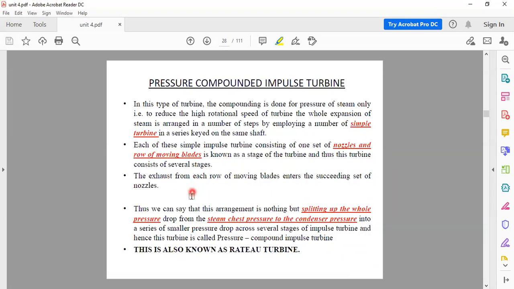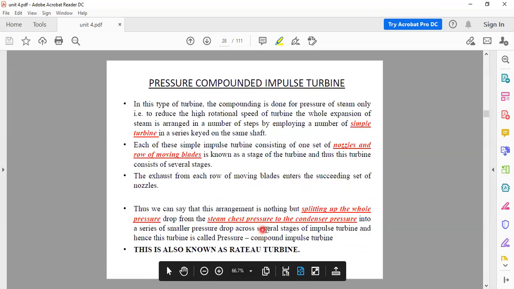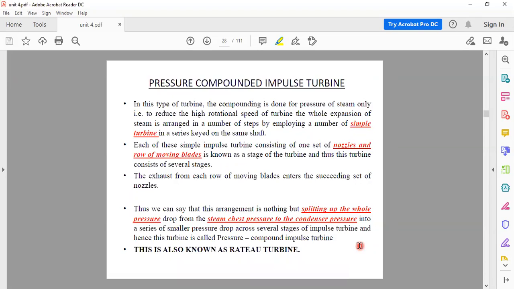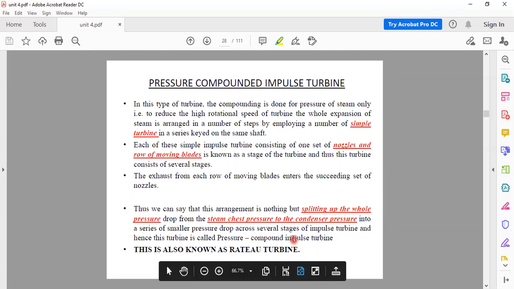Thus, we can say that this arrangement is nothing but splitting up the whole pressure drop from the steam chest pressure to the condenser pressure into a series of small pressure drops across several stages of the impulse turbine, and hence the turbine is called a pressure compounded impulse turbine. This is also known as the Rateau turbine.